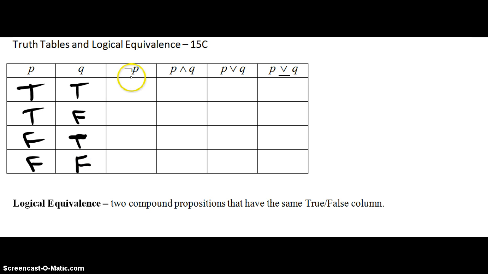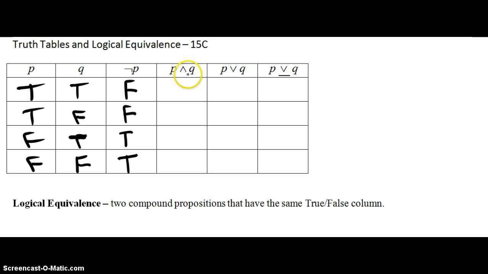So, not P. This is the opposite of this. All you have to do is look at this and do the opposite. So we have false, false, true, true. I'm having pen issues today. And then now we're looking at P. Remember what this means?